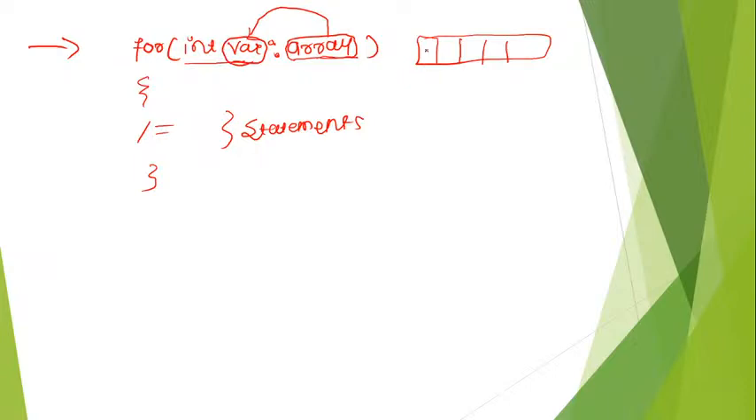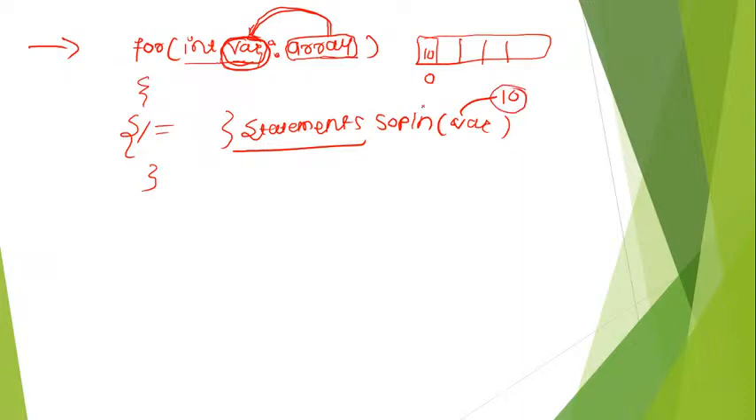First of all, consider that inside this 0 index we have a 10. This 10 will go inside this variable, and after that it will print the statement. If you are printing with System.out.println and here you are printing this variable, then what will it print? It will print the 10. Each individual element is held by this variable, and it will print. This is the way our for each loop works.